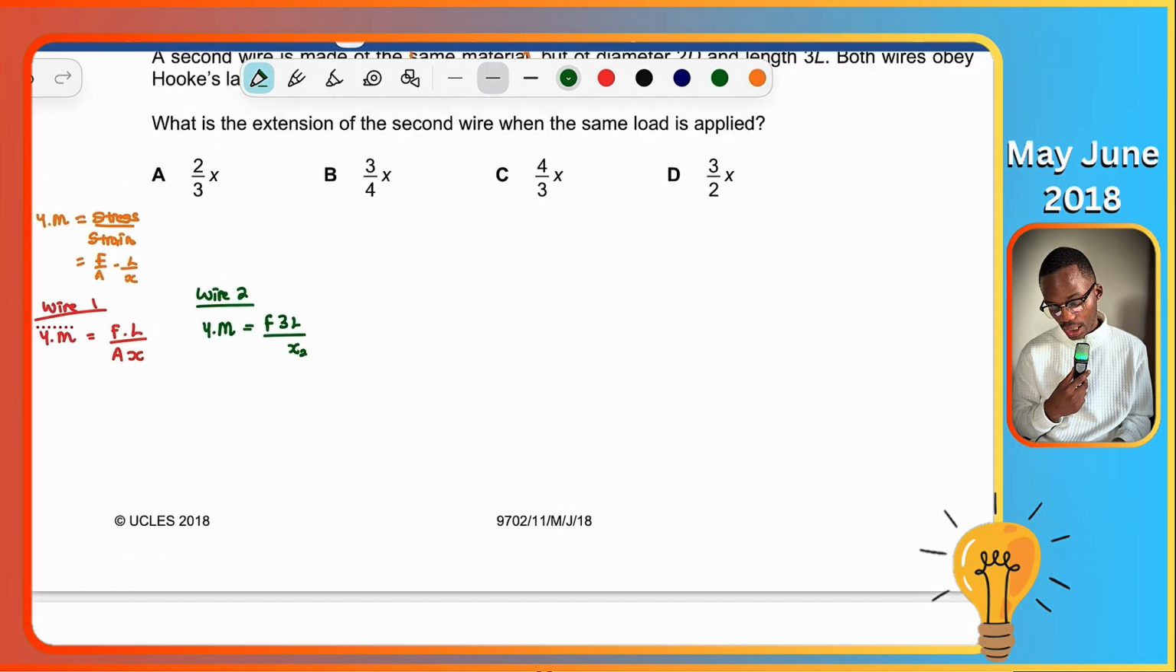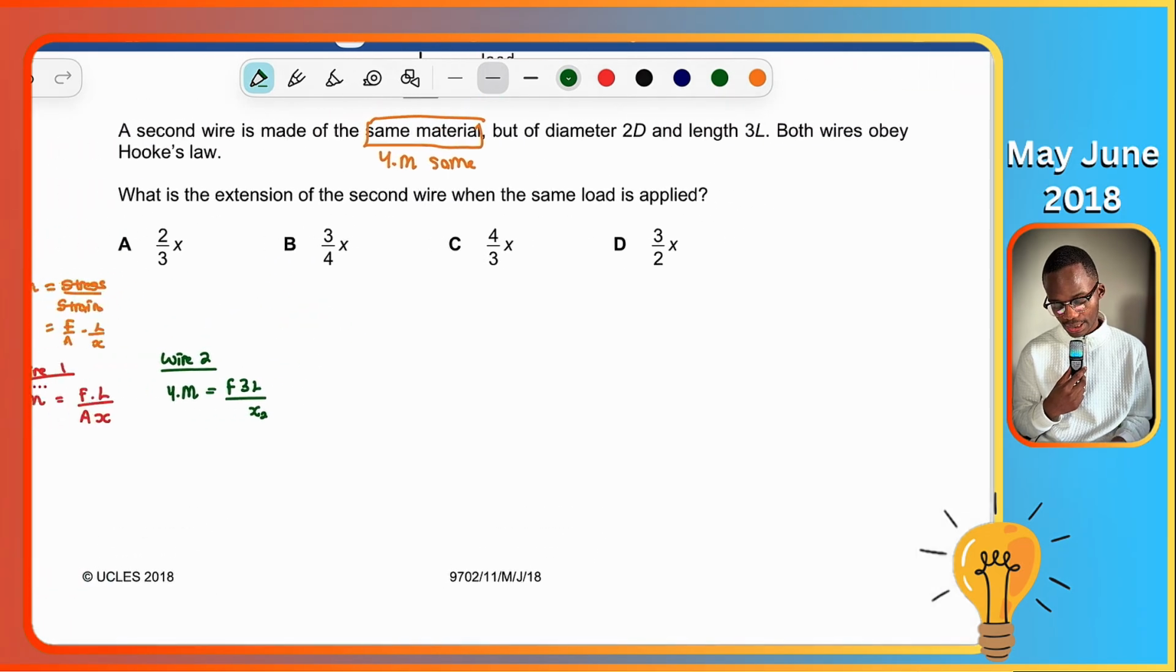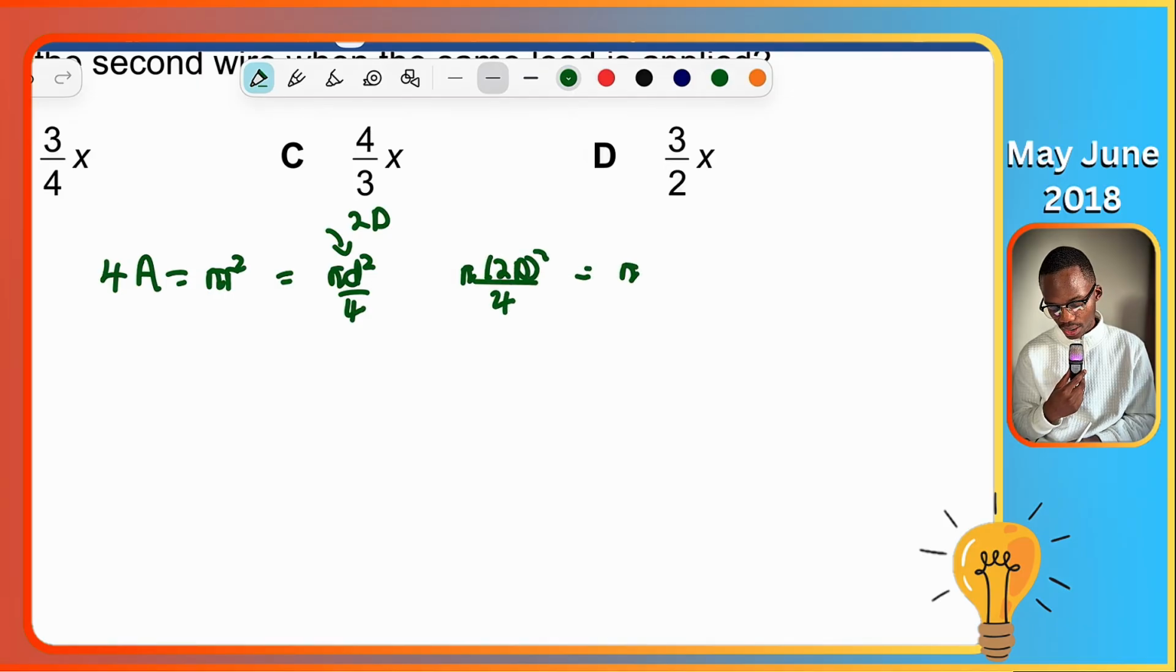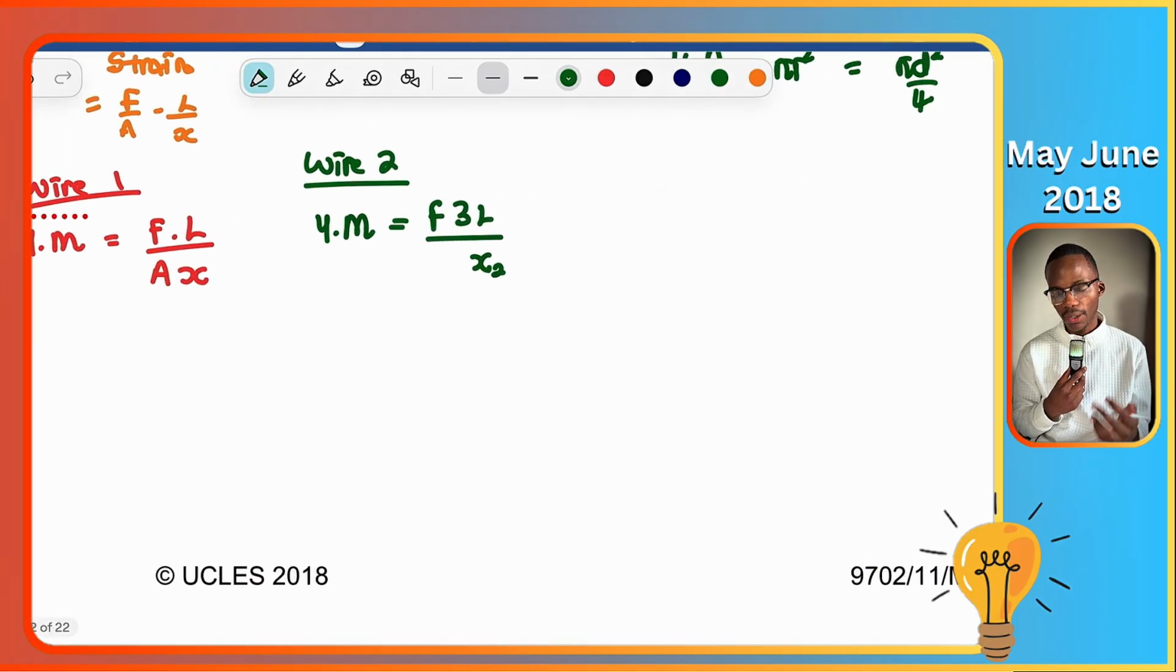Okay. And then the area, so we have twice the diameter, and we know that area is pi r squared, which is equal to pi d squared over 4. So if you have twice the diameter, you're going to have 4 times the area, because you're going to have pi 2d squared over 4, which is effectively pi d squared over 4 times 4. So you're going to have 4 times the area. So here you're going to have 4A.